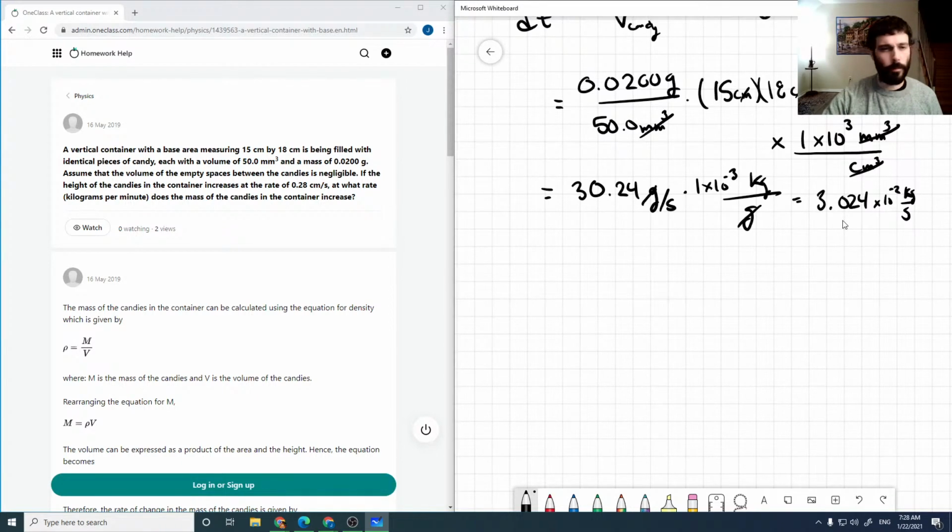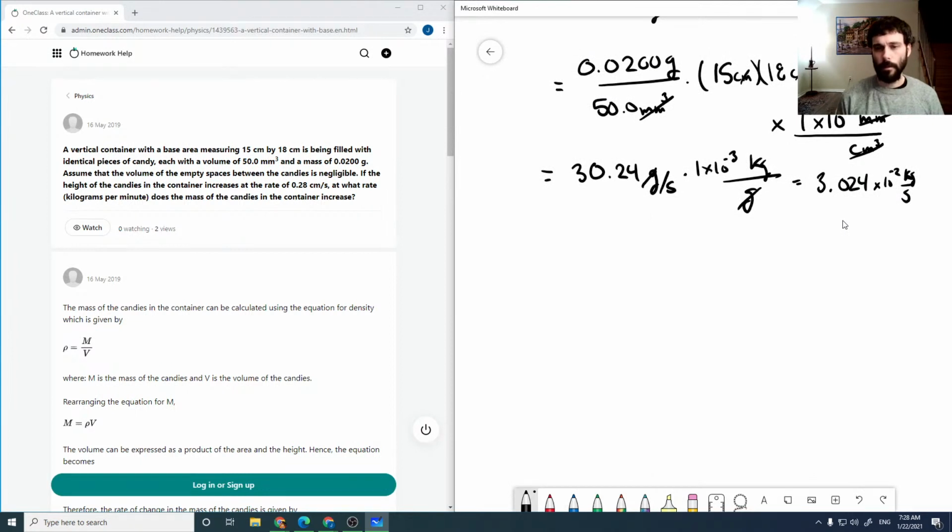And actually they want it in minutes, so let's multiply by 60 seconds per minute, which is 1.8144 kilograms per minute.